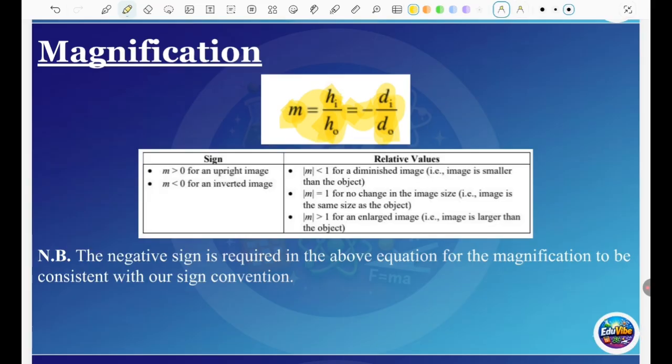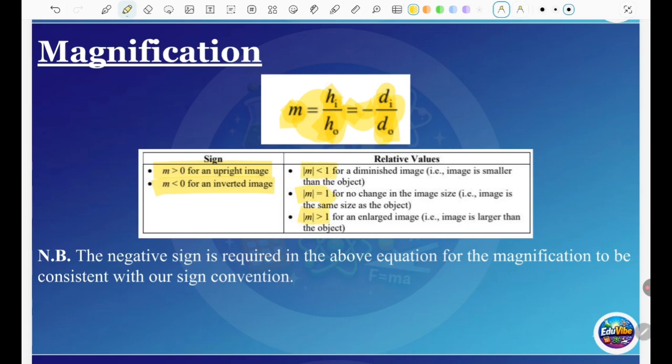Magnification tells you what type of image you have: diminished, enlarged, or same size. If m, which is magnification, is greater than 0, you will get an upright image. Less than 0, you will get an inverted image. So if you don't have hi but you have the magnification, you can still tell what type of image you have, upright or inverted. Greater than 0 is upright, less than 0 is inverted.